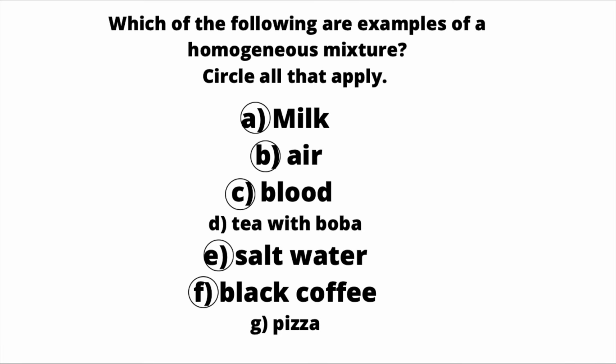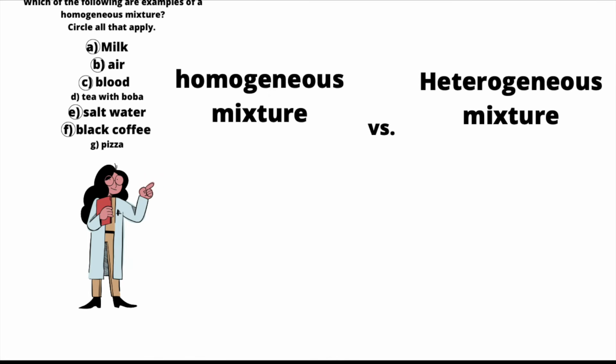Our answers here are A, milk, B, air, C, blood, E, salt water, and F, black coffee. So there are two types of mixtures, homogeneous and heterogeneous mixtures. In a homogeneous mixture, the composition is uniform throughout the sample and there are no distinct boundary lines.